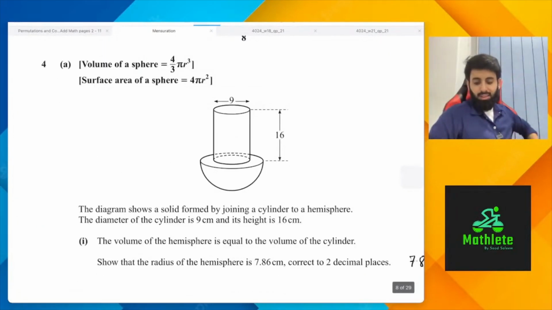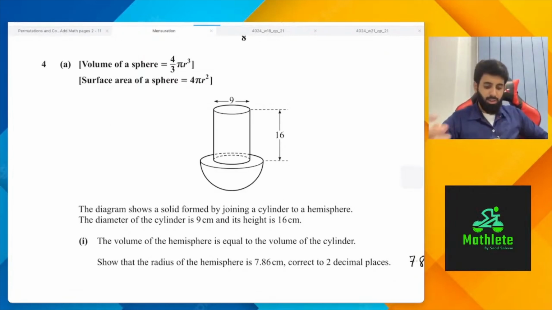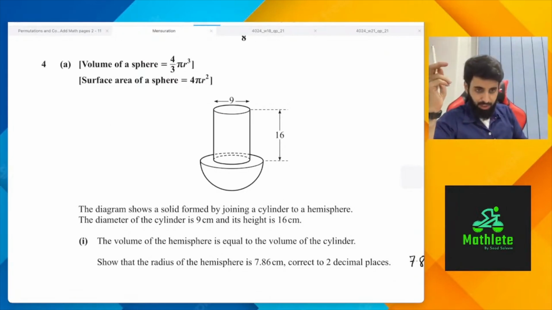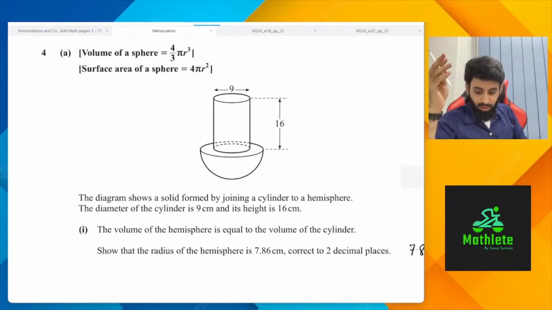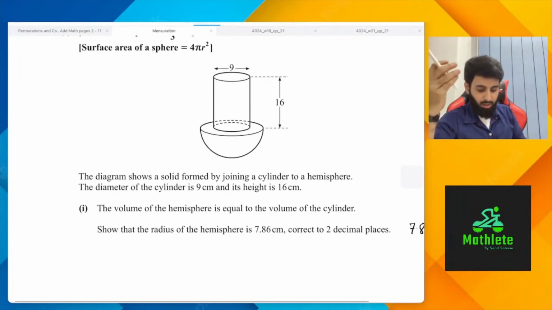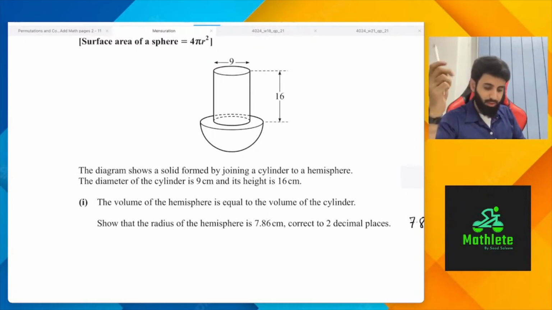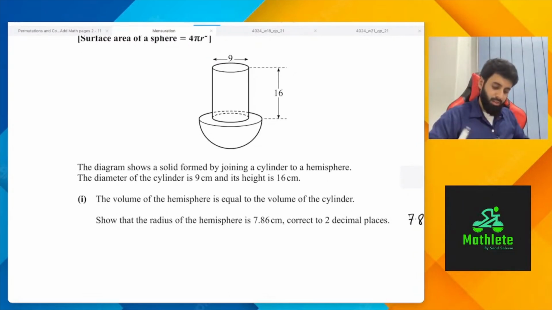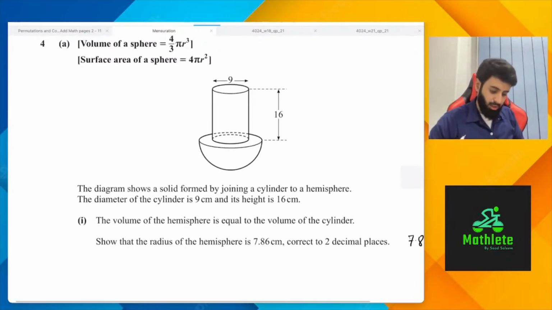Let's see what this says. It says the diagram shows a solid formed by joining a cylinder to a hemisphere. The diagram shows the diameter of the cylinder is 9 centimeter and its height is 16 centimeter. The volume of the hemisphere is equal to the volume of the cylinder. Show that the radius of the hemisphere is 7.86 centimeter, correct to 2 decimal places.